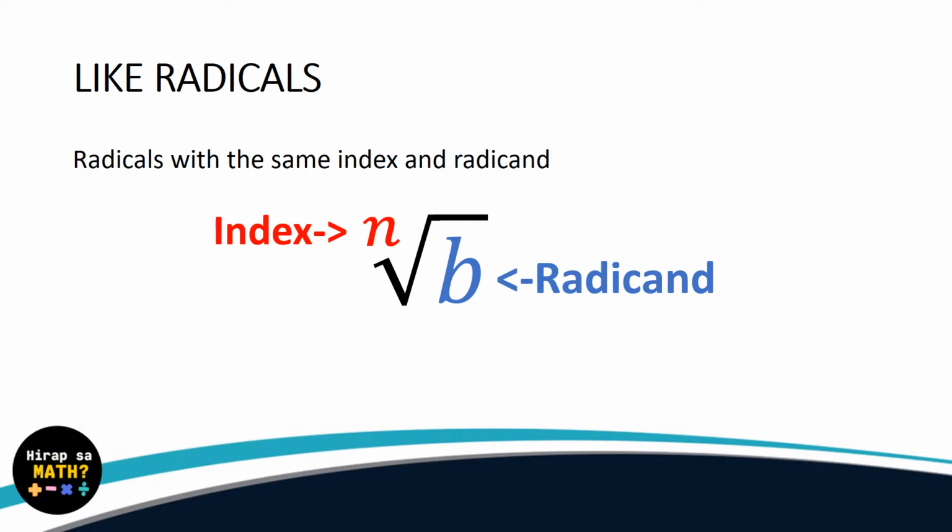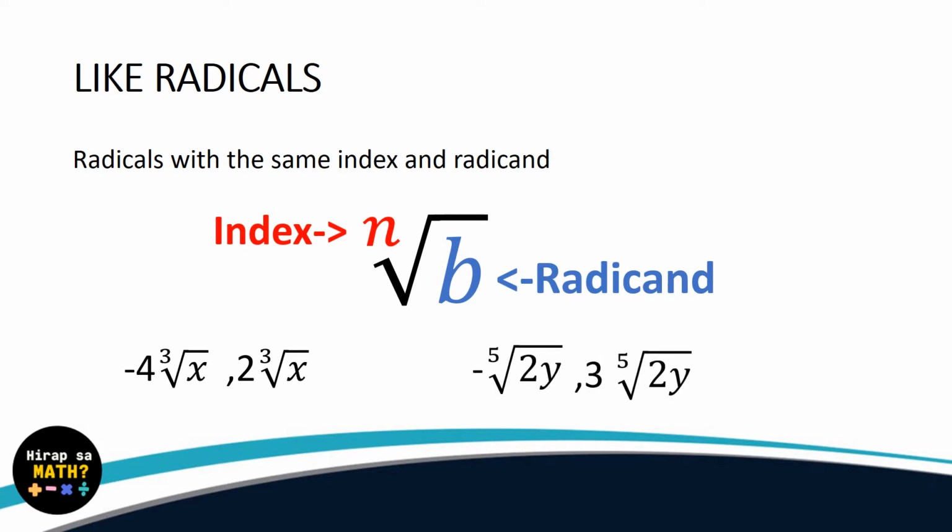Halimbawa, eto, negative 4 cube root of x and 2 cube root of x. Mapapansin na pareho silang cube root of x. Pareho ang index, pareho ang radicand na x. Next naman ay ang negative 5th root of 2y at 3 5th root of 2y. Again, pareho ang index, pareho din ang radicand. Index is 5, sa kabila is 5. Ito 2y ang radicand, ito ay 2y din.